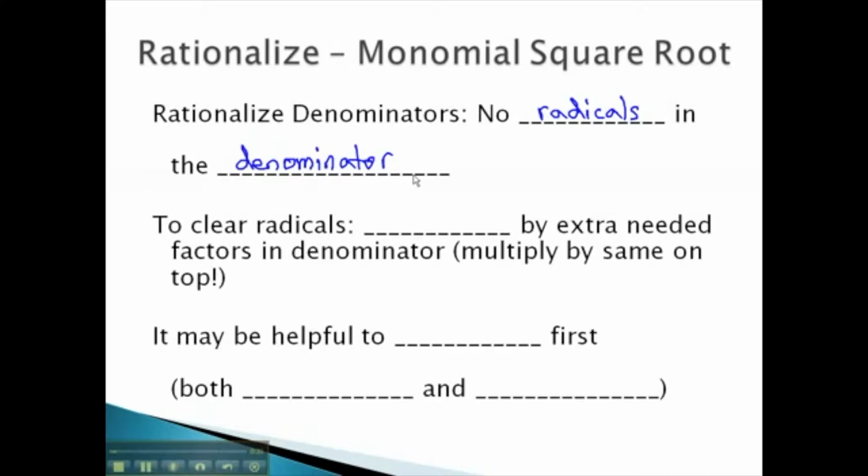If we do end up with radicals in the bottom of the fraction, we can clear them by multiplying by any extra needed factors in the denominator. Of course, as we do this, we'll need to multiply by the same thing in the numerator. Before we do this, though, it may be helpful to reduce first. By reducing, I mean both the radicals and fractions.